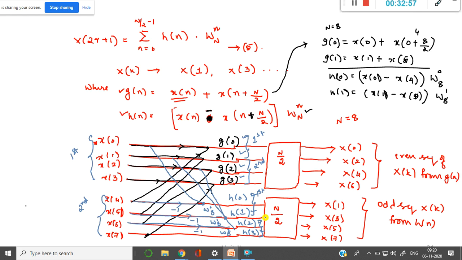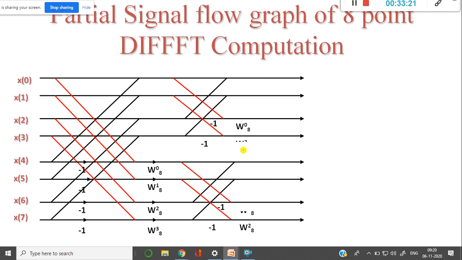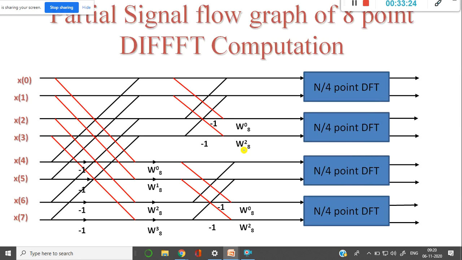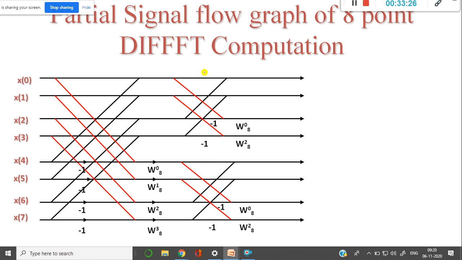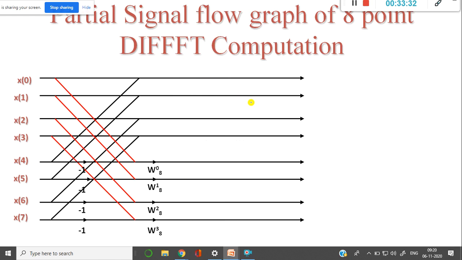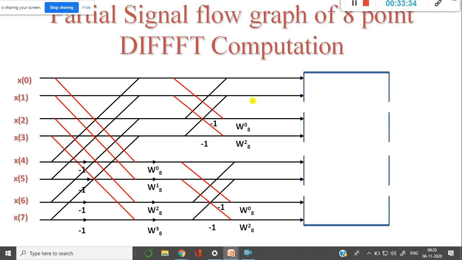So I can come from here: this is now an N by 2 point DFT, which means a 4 point DFT and a 4 point DFT. Again, if I split this, it is going to be a 2 point DFT and a 2 point DFT. So again a 2 point DFT and a 2 point DFT, right? Where these sequences are going to be like this. This is the first half sequences, as I mentioned, and this is the other half. If I split further, I am going to get these kinds.